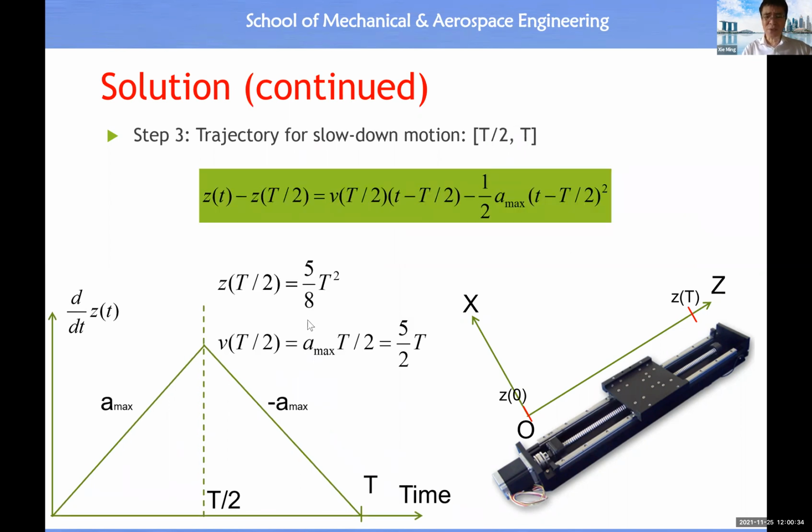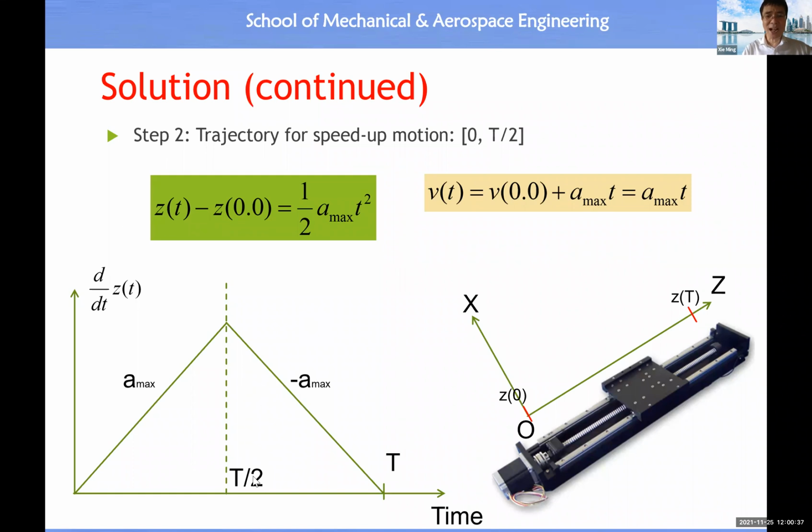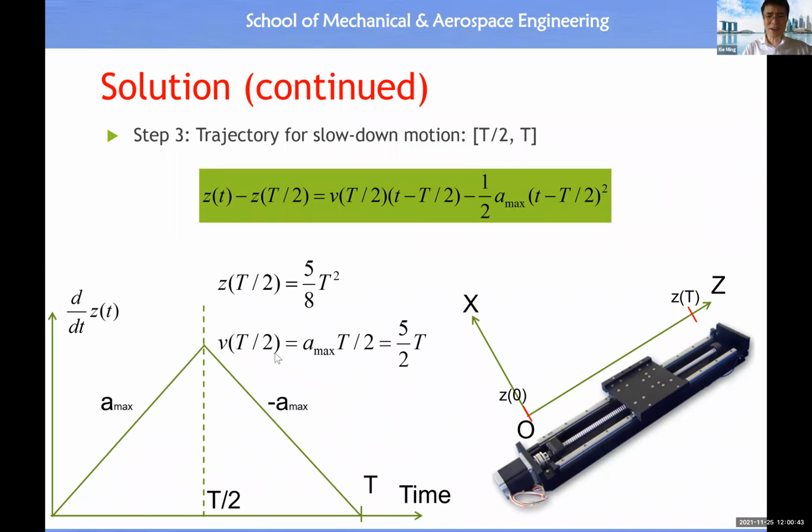Then the boundary condition for phase 2 should be when t equals half of capital T. Therefore, the initial velocity for the second phase is equal to this one, and the initial position for the second phase is equal to this one. Then for the second phase, it is a constant deceleration. So the increment in the coordinate is equal to the sum of two terms. The first term is the increment of the coordinate due to initial velocity, and the second term is the increment of the coordinate due to constant acceleration. So then you have this equation.